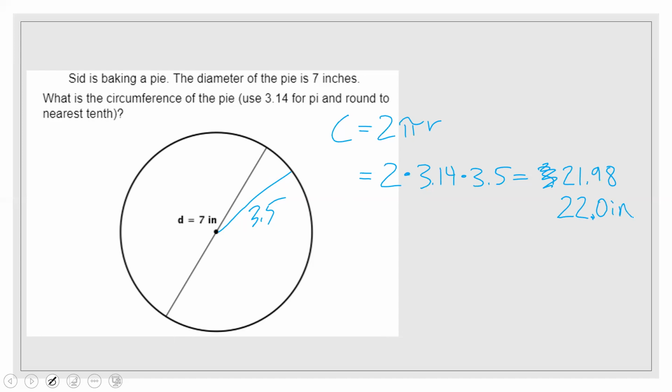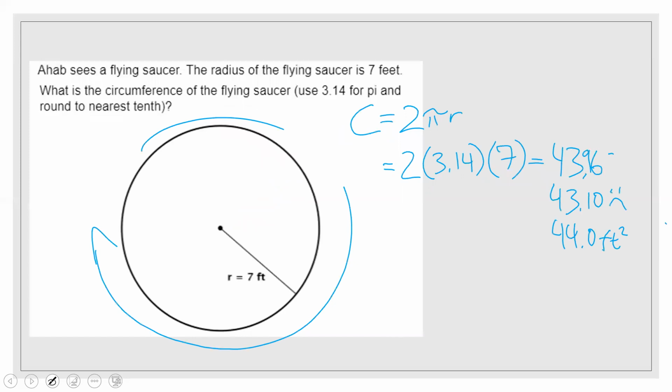Oh, wait a second. I think I made a mistake on the last problem. Let's go back to it. I said feet squared, but area is in feet squared. Perimeter is just a distance. So this is just in feet.